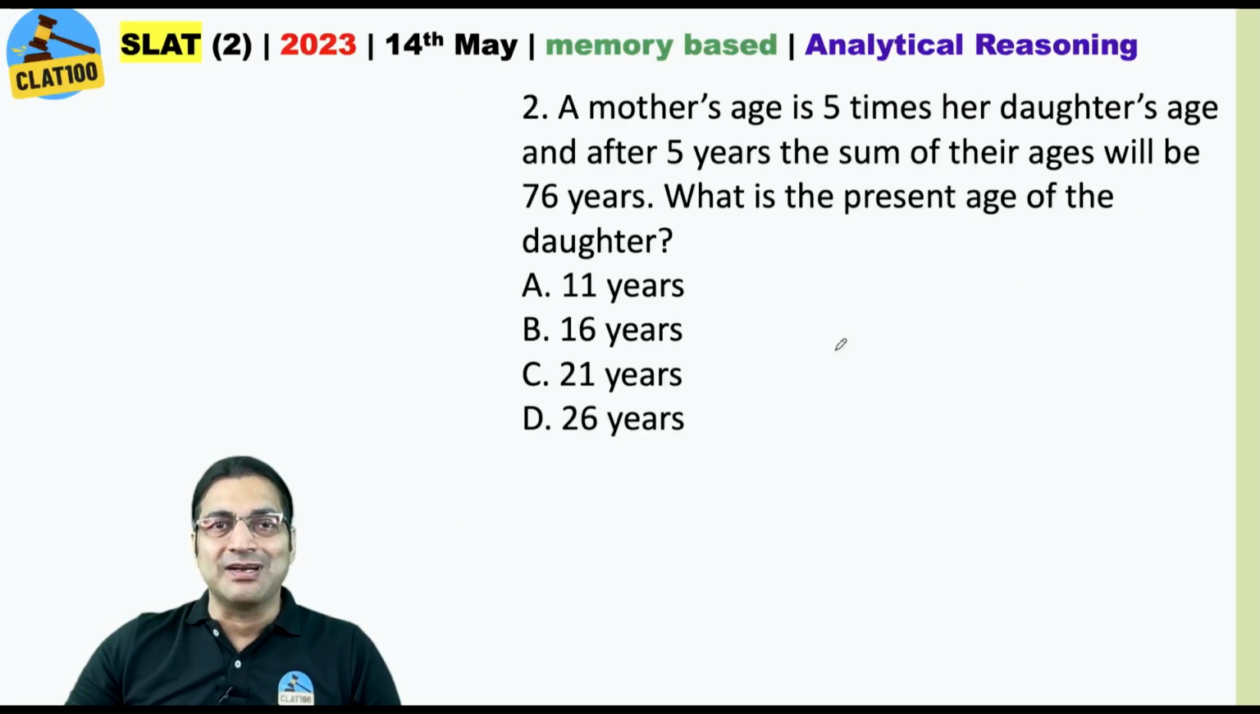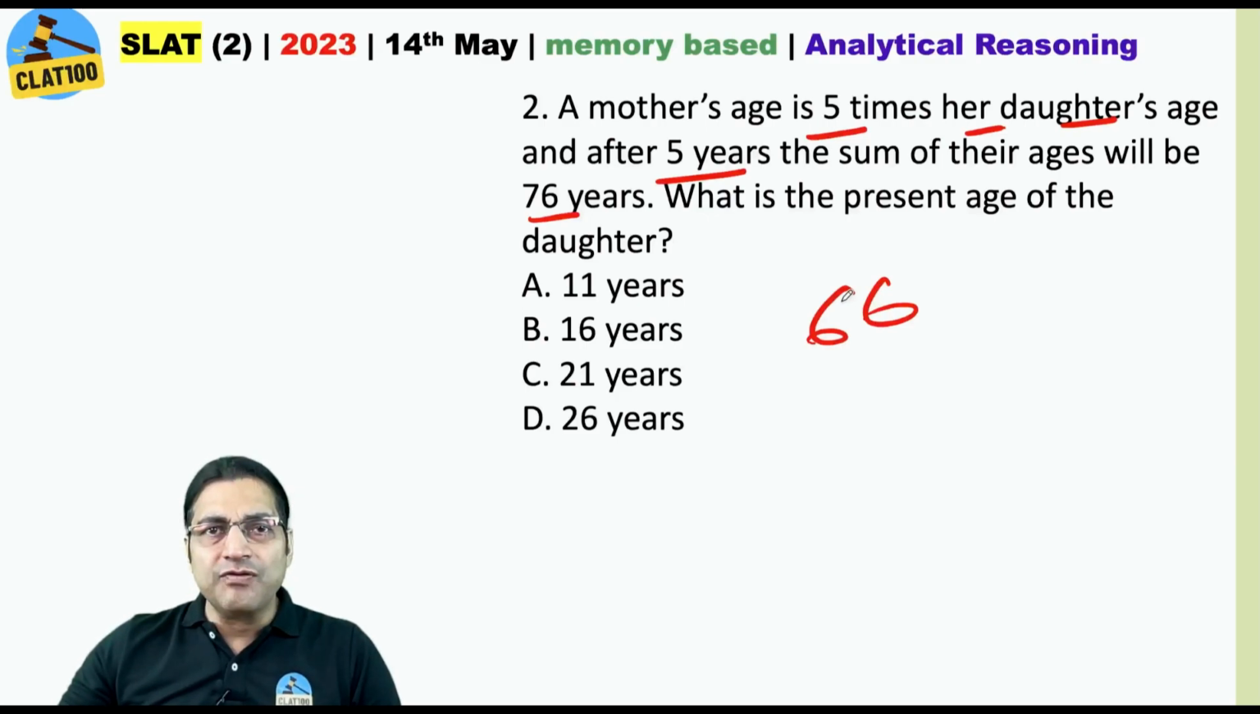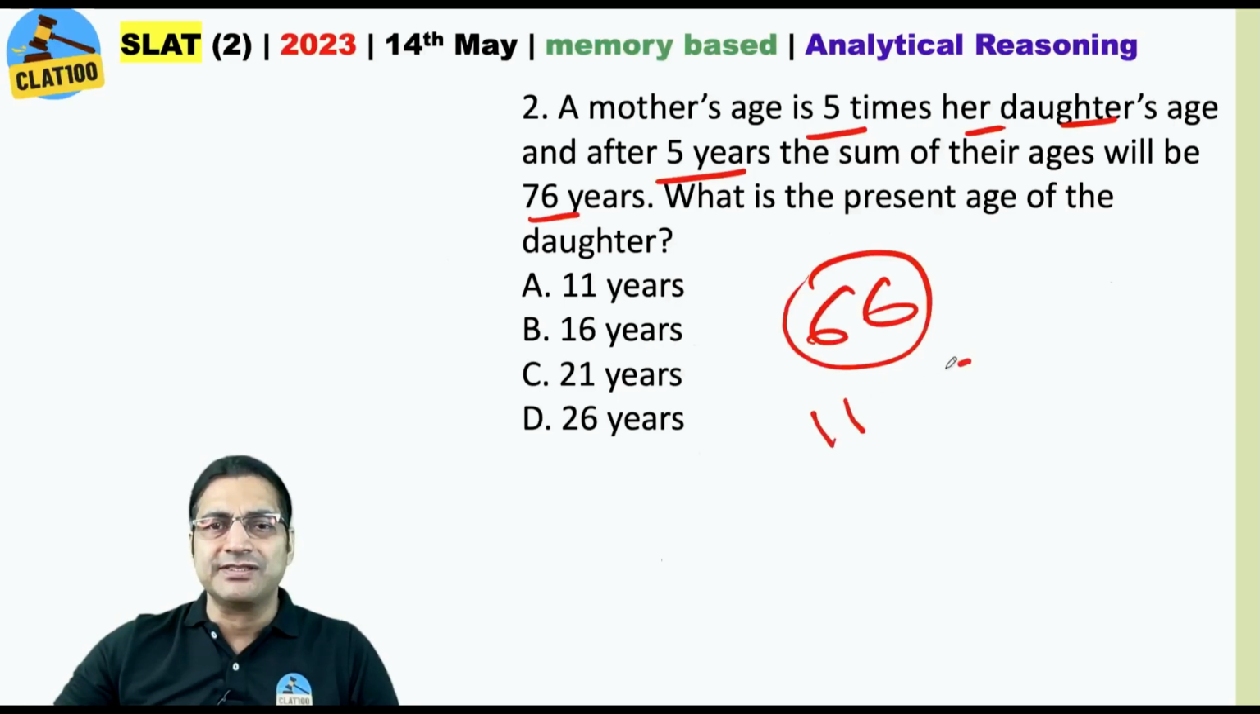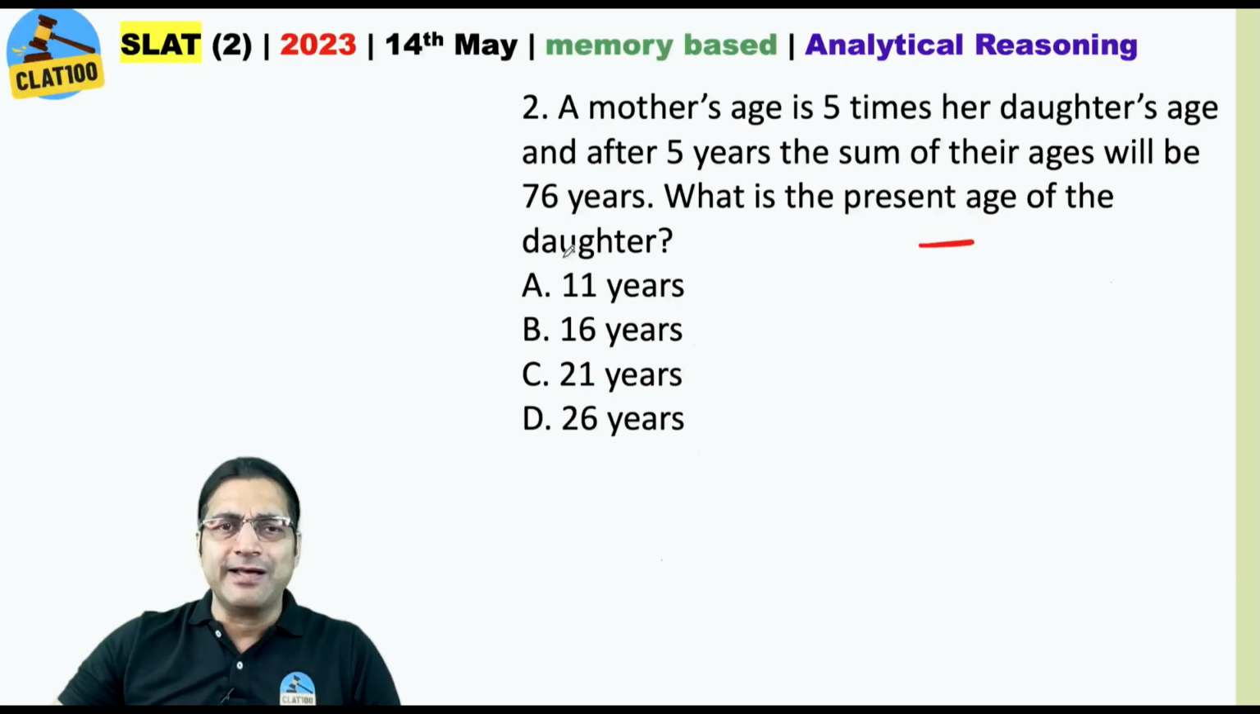What about this one? A mother's age is 5 times a daughter's age, and after 5 years the sum of their ages will be 76 years. It means at this stage the sum of their ages should be 66, because after 5 years the age of each one of them will increase by 5. So total increase will be of 10 years. So at this stage mother and daughter's combined age is 66, and mother's age is 5 times. That is possible when daughter's age is 11 and mother's age is 55. Okay, what is the present age of the daughter?